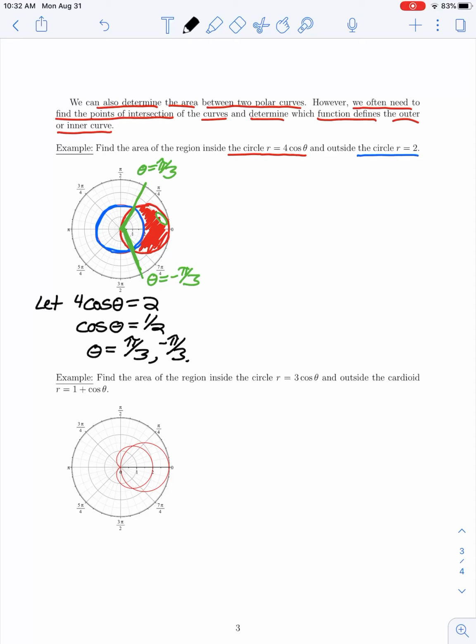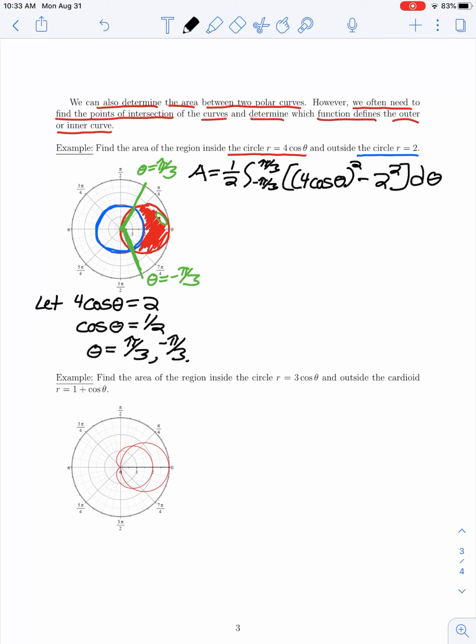Okay. So we can set up our area of this region as half the integral from negative pi over 3 to positive pi over 3 of the outer function squared. Now our outer function was 4 cosine of theta, so we're squaring that, minus our inner function, which was the circle r equals 2, squared, and we're integrating with respect to theta.